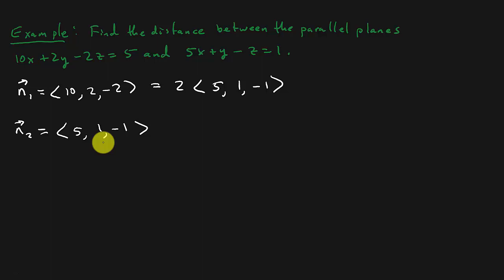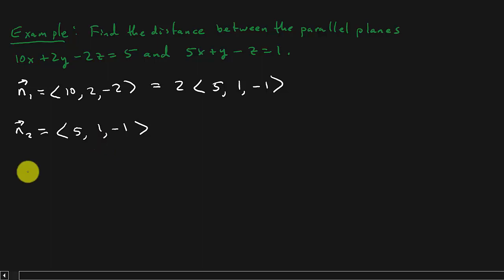All right. So what does it say? What does it say to do? Find the distance. So now we can choose any point on one plane and calculate the distance to the other plane. Okay. All right, so let's do that.